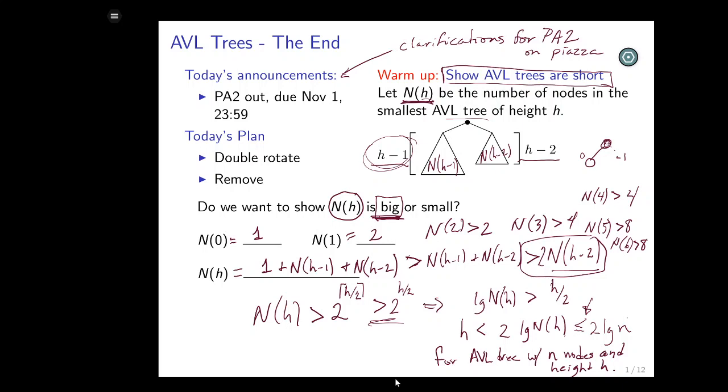So the fact that we got h is less than 2 log n of h shows that the density of the tree is quite high, because the height is the log of the number of nodes, so the number of nodes has to be fairly high for us to reach h. That's correct. Okay. Everybody reasonably okay?